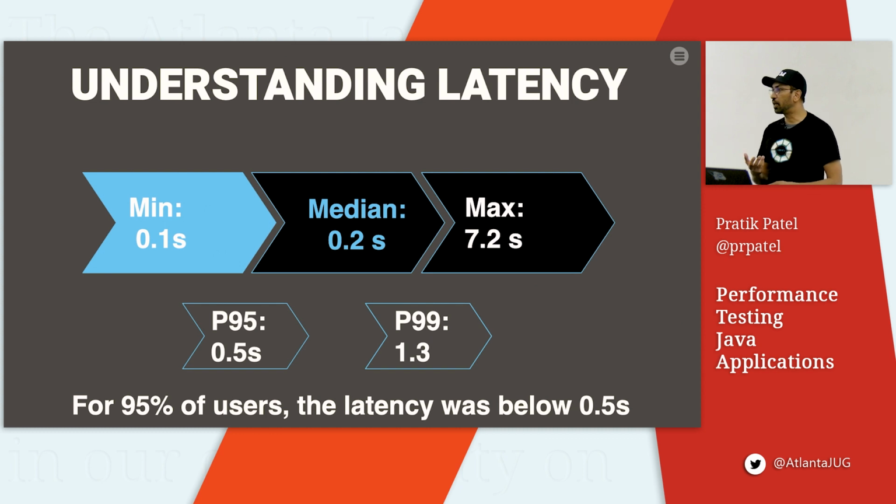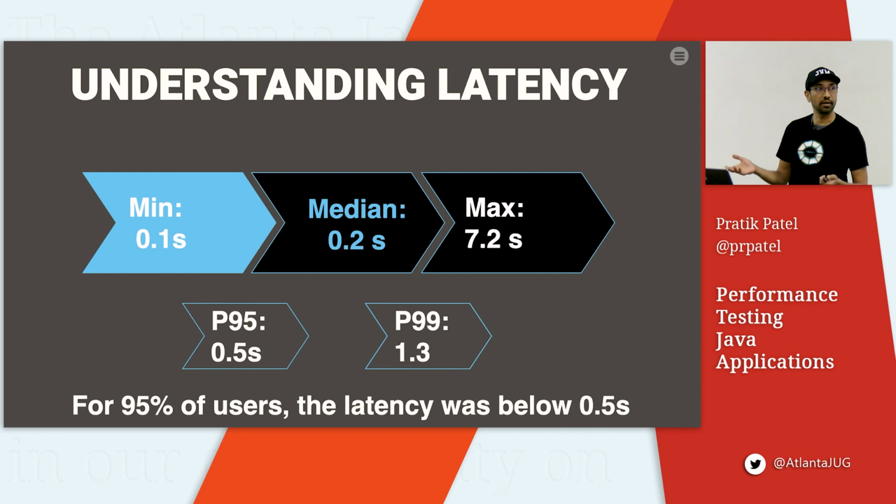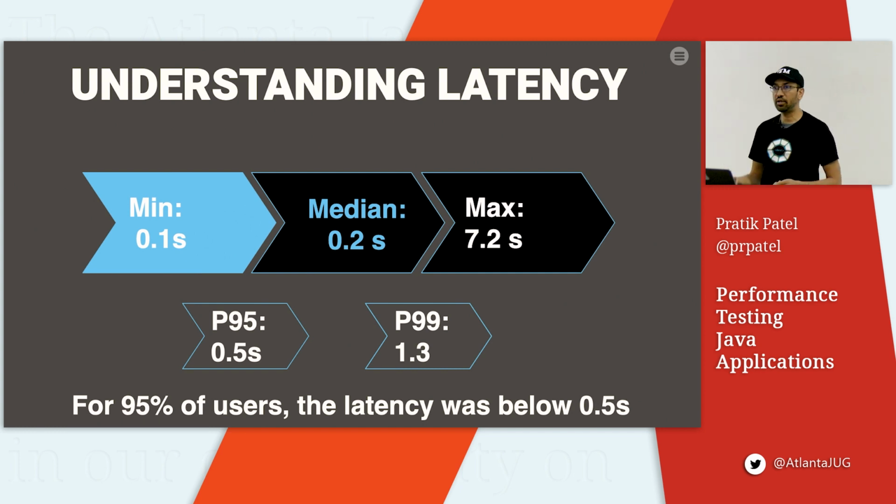95% of our users get a response within half a second, which is pretty good, right? Depending on what you're doing, of course. But 1% see latency greater than 1.3 all the way up to 7.2 seconds. Is this acceptable for our users? If it is, guess what? You're done. You go home. Okay, but if it's not, obviously, then we need to figure out how to improve the performance of this system.